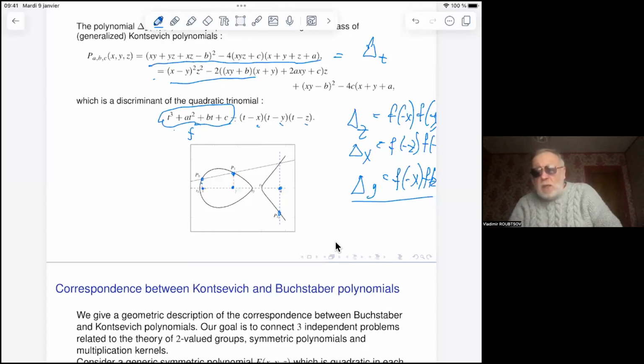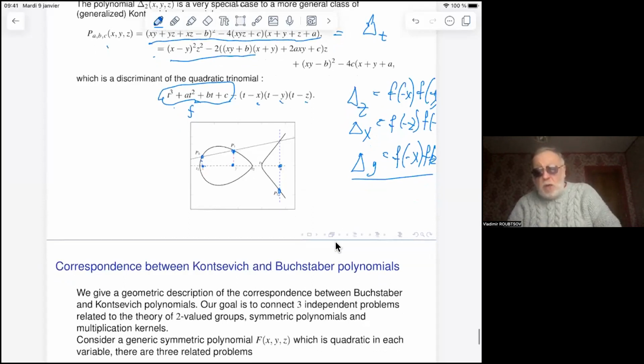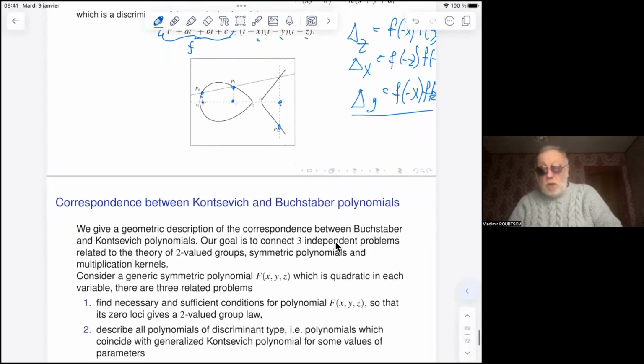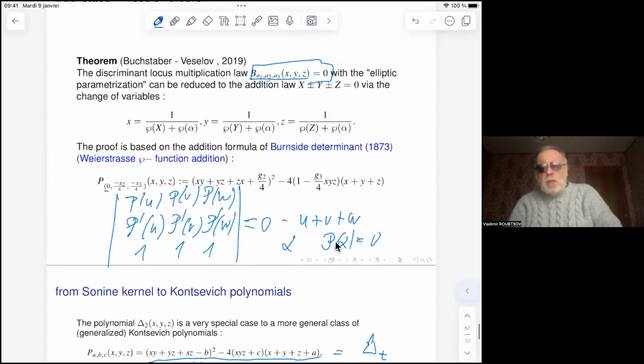So it means that the polynomial Kontsevich introduced in the context of Landau's should relate to the Buchstaber polynomial, which appeared in the framework of this two-valued formal group of square module type. So it was a small challenge to explicitly rewrite the Kontsevich polynomial in terms of Buchstaber. And of course, this Buchstaber-Veselov change of variables was very helpful.